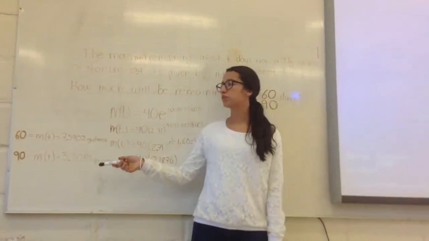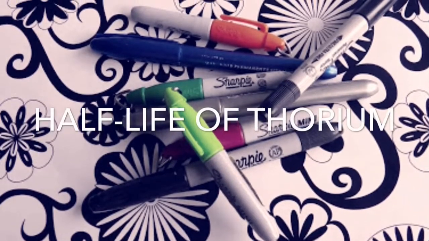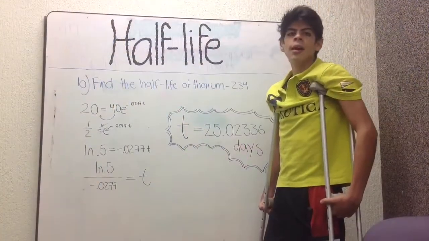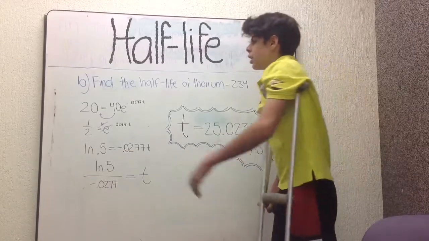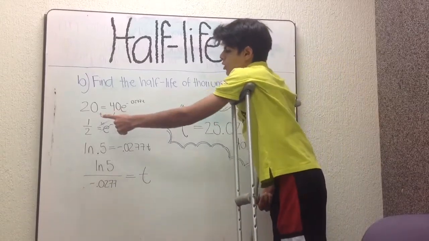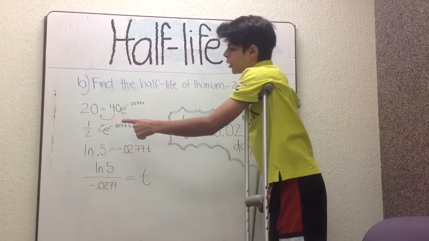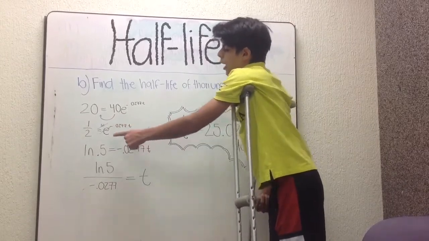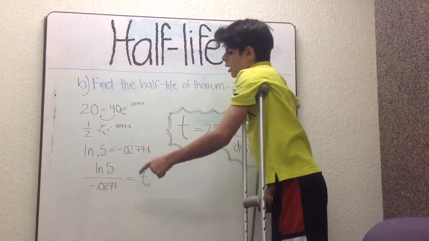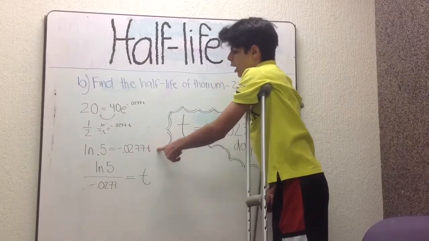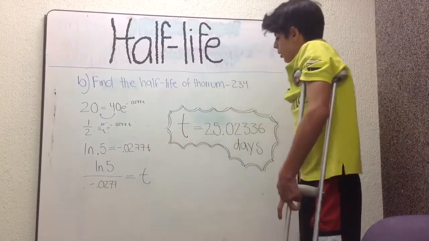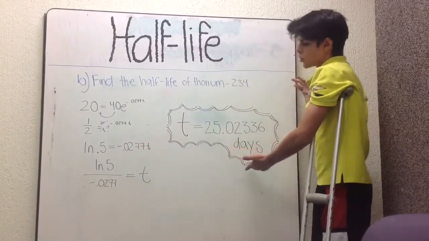For 60 and 90 days, you have to do the same procedure in the same equation. These are the results from 60 and 90. Half-life of the thorium. For finding the half-life of the thorium, we need to pass the 40 to this side of the equation, and the result is 1/2. Then we need to add in both sides natural logarithm, and it is eliminated. The result is this one, and we have to pass dividing this quantity. And finally, this is the result in days.